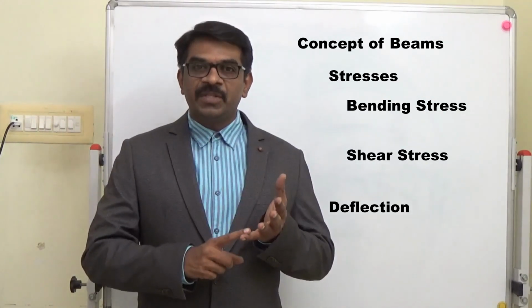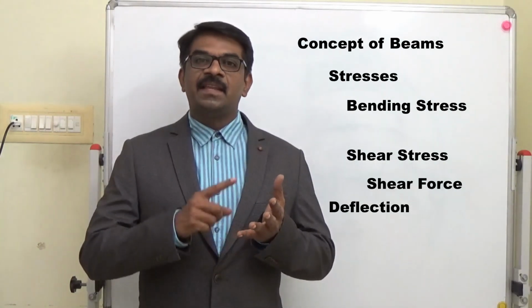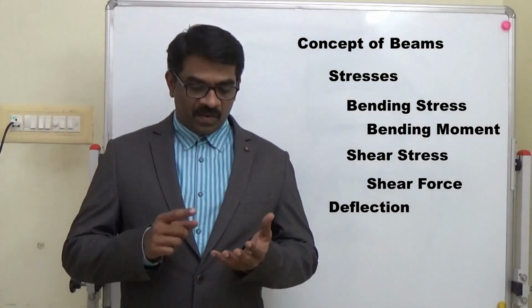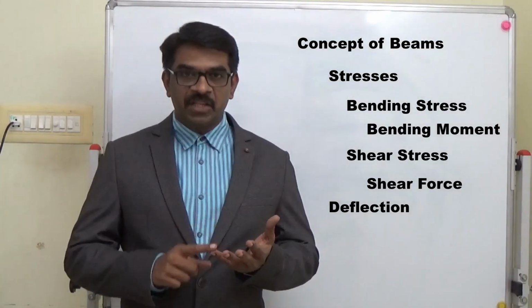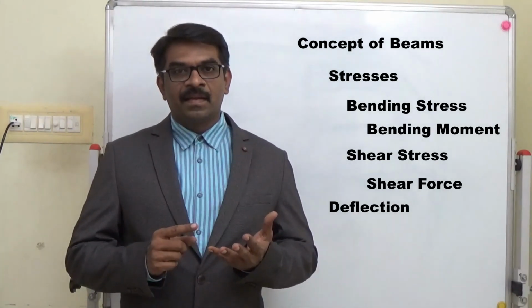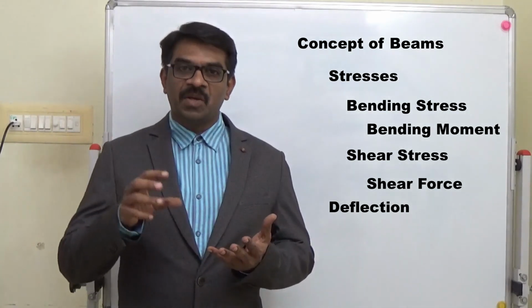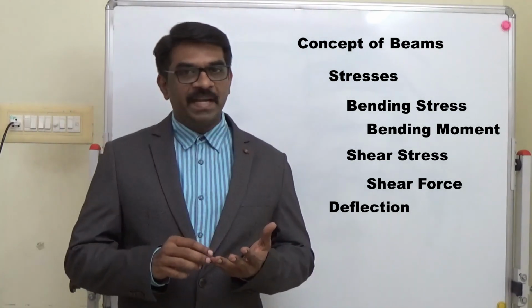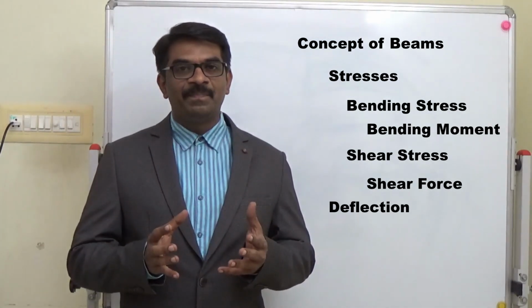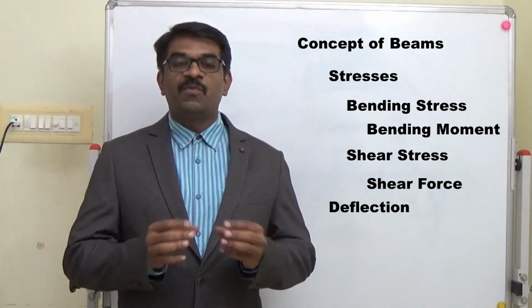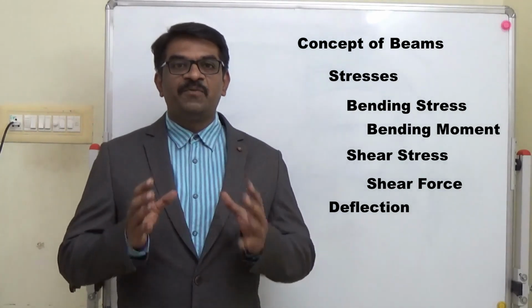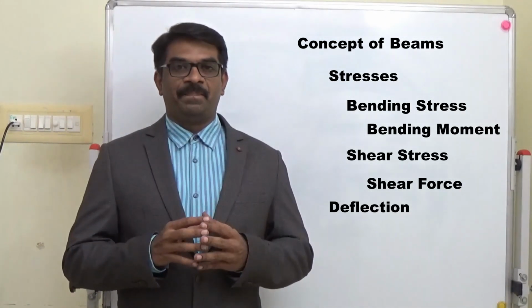Firstly, we are going to determine the shear force and bending moment at different locations of a beam. Secondly, we are going to determine the bending stress. First, we will derive the formula and then using the bending moment acting on a beam, we are going to determine the bending stress. Third, we are going to derive the shear stress formula and then determine it for various beams. Fourthly, we are going to determine the deflection that has occurred in a beam.